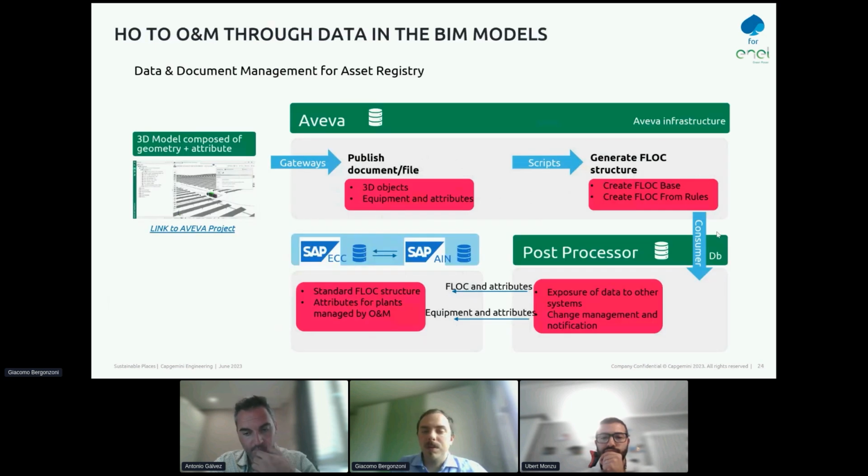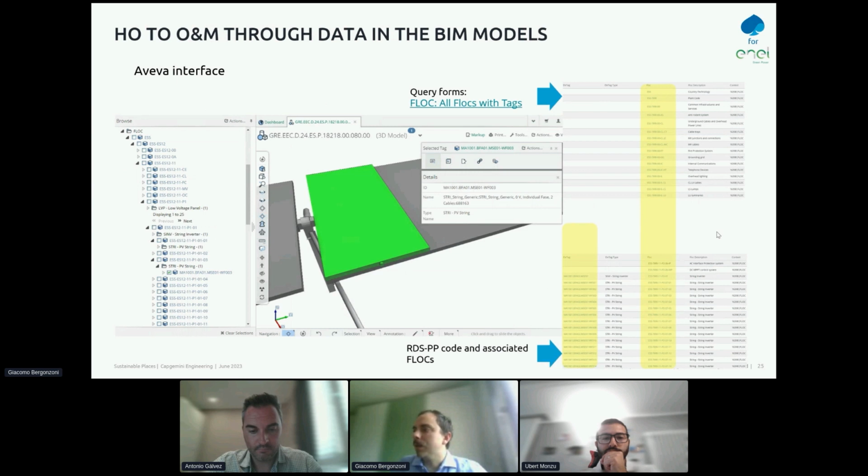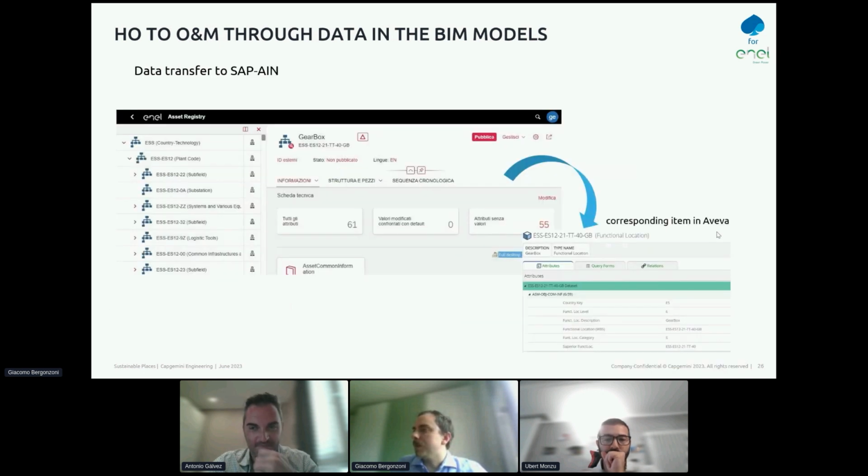And at the end of the process, there is the handover to O&M, with the possibility to take the information from the BIM as-built model that is delivered at the end of the construction from the partner, that is ingested by Aveva and mapped, all the data that is needed, to SAP AIM, to be in an asset management system to do all the activities of operation and maintenance. This is the structure that is automatically created from the data, the information of the BIM model, from Aveva to SAP.